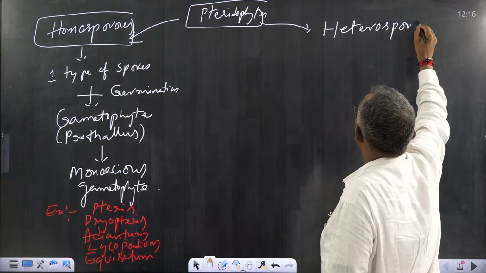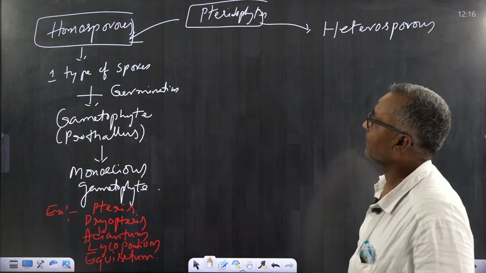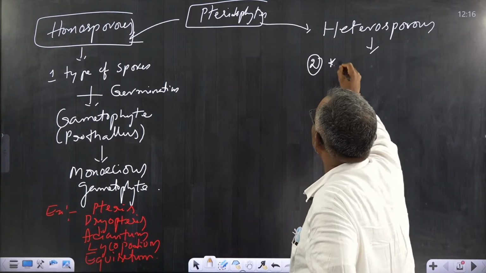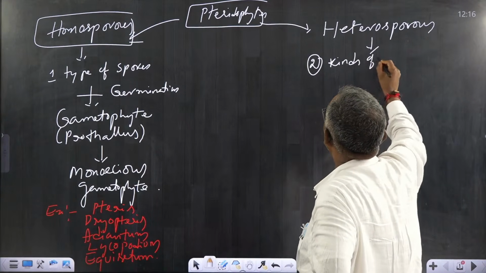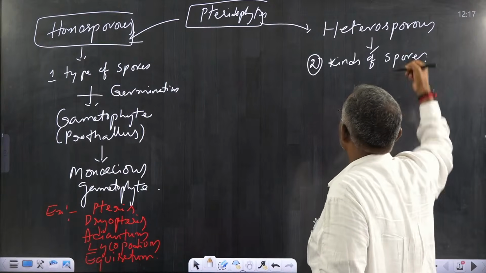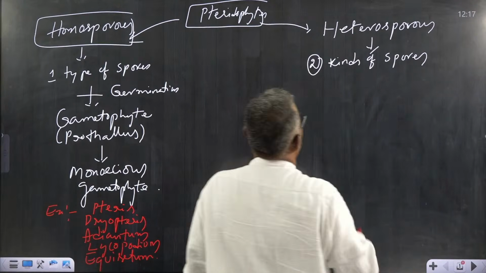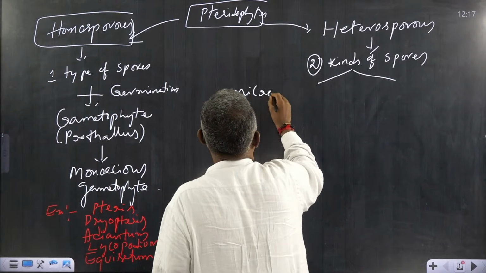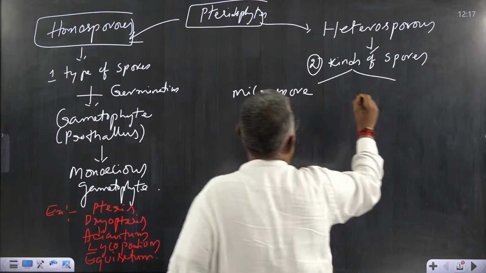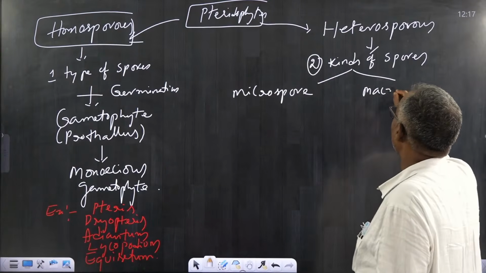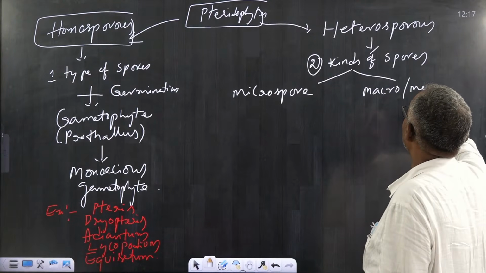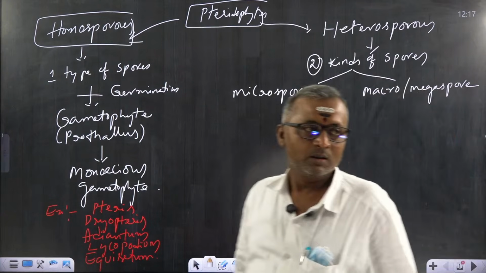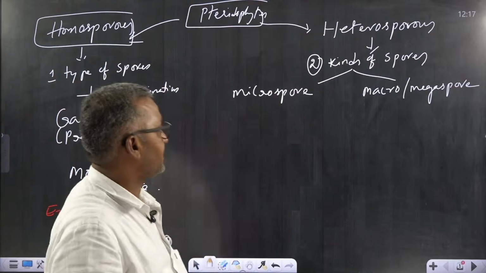Heterosporous members. Here, two kinds of spores are produced. Two kinds of spores. What are they? I said that it is microspore and the other one is macrospore or megaspore. You can call it macrospore or megaspore. So on the basis of the size, we have a difference.